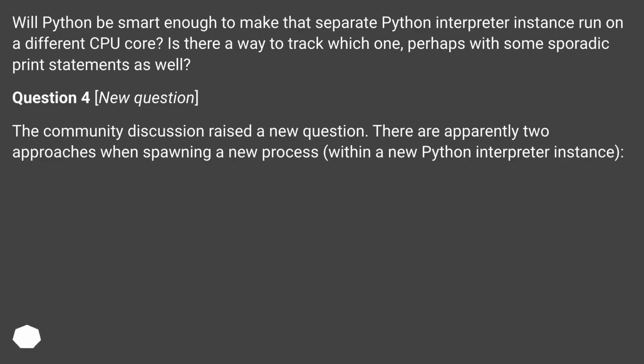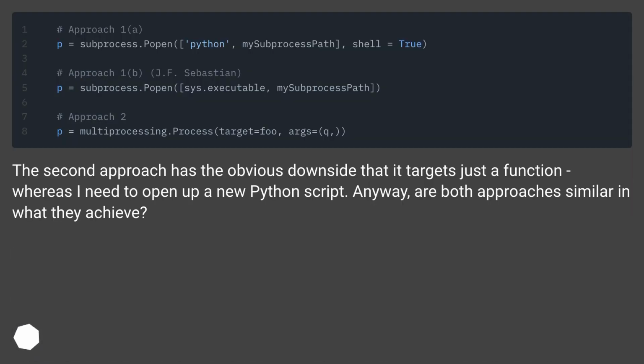Question 4, new question. The community discussion raised a new question. There are apparently two approaches when spawning a new process, within a new Python interpreter instance. The second approach has the obvious downside that it targets just a function, whereas I need to open up a new Python script. Anyway, are both approaches similar in what they achieve?